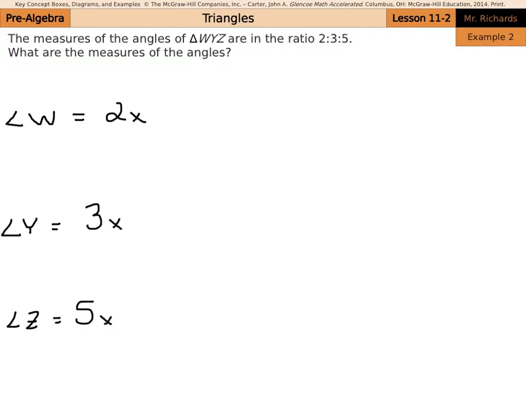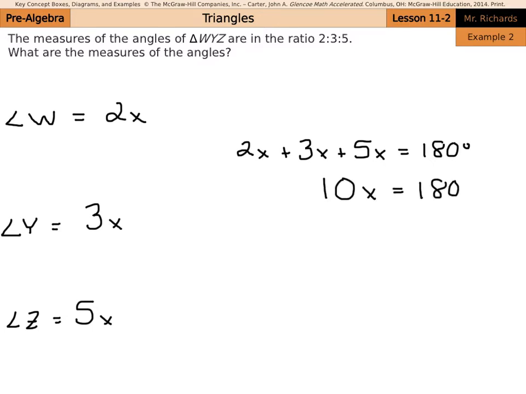Well, in this case then, 2x plus 3x plus 5x would have to equal 180 degrees. And if I add the 2x, 3x, and 5x, my result would be 10x equals 180 degrees. And to solve the equation, if I divide by 10 on both sides, x is going to equal 18 degrees. Well, that's what my x equals.